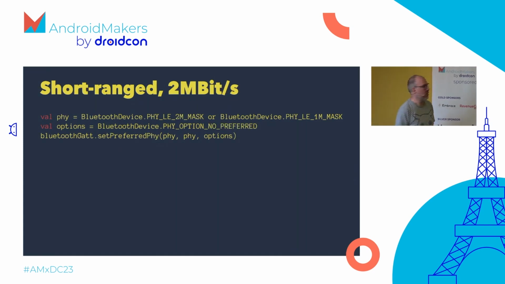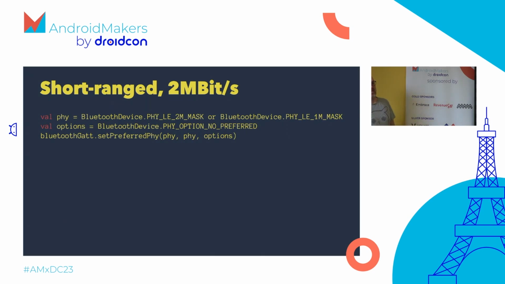The other way is to use the 2M mask. And then you don't need an option, because there are no options there. What it does is reduce the number of bits used for error correction, and there's more data, you get faster throughput. Shorter range, faster throughput; longer range, lower throughput. Nice. Not supported by all devices.